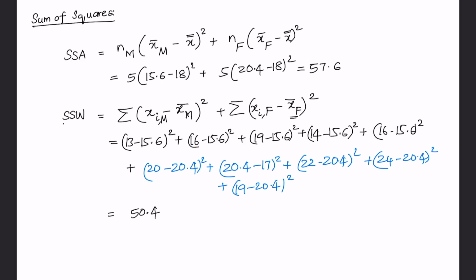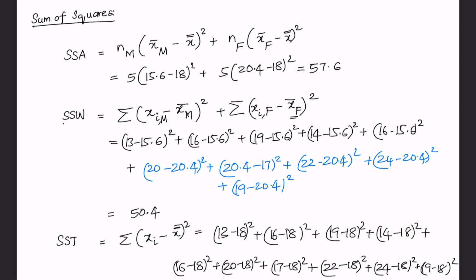Next, the last one would be SST, which is the total sum of squares. This value is basically all the observations minus the grand mean, squared. Let me write down these values for you. This value represents the SST here. So the SST value here would be 108.